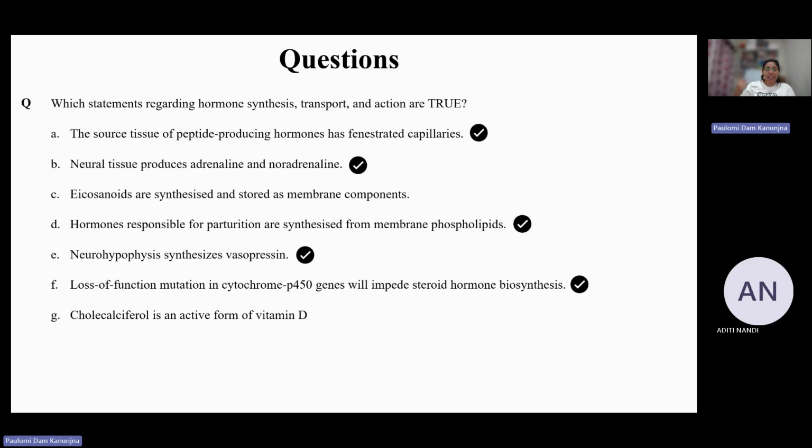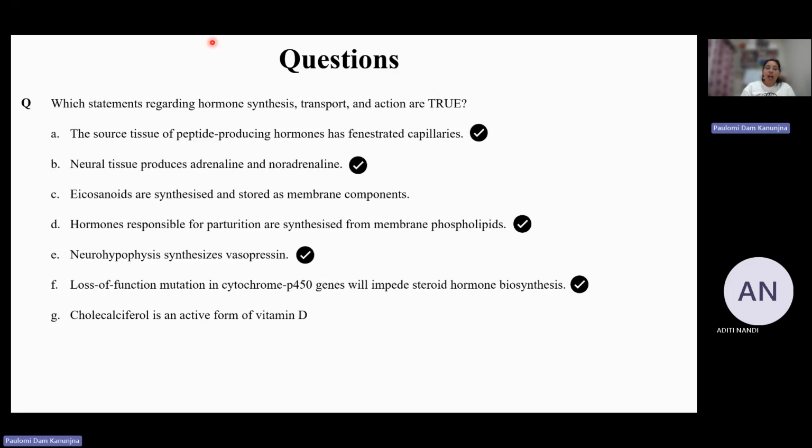Okay. Then neural tissue produces adrenaline and noradrenaline. It's correct because it is secreted from the adrenal medulla. Third one says eicosanoids are synthesized and stored as membrane compounds. That's not correct. They are synthesized and secreted only on demand, right? So they're not stored as per se, right?